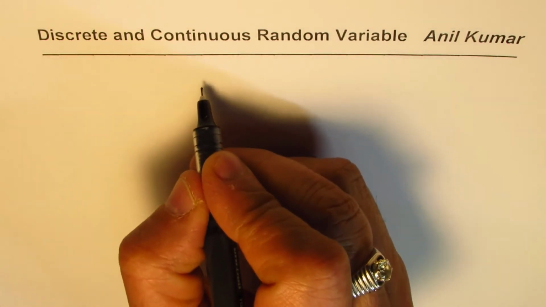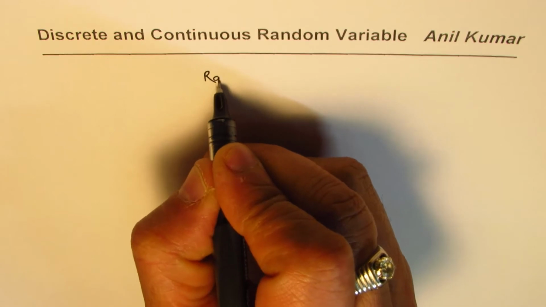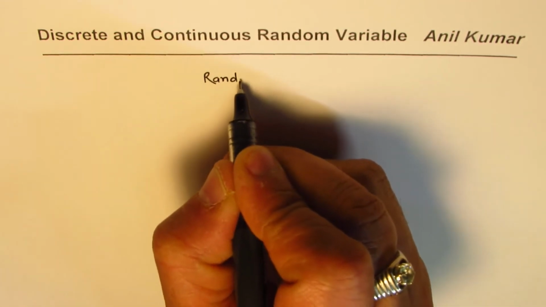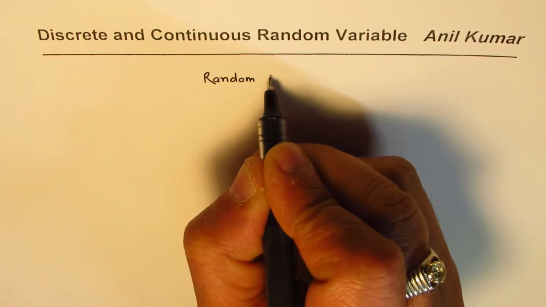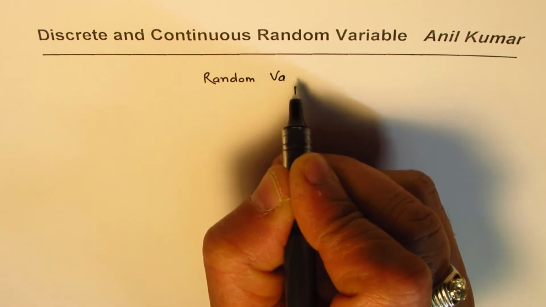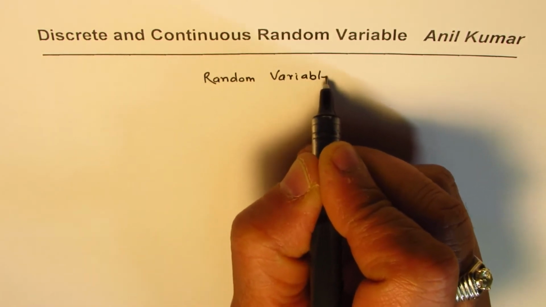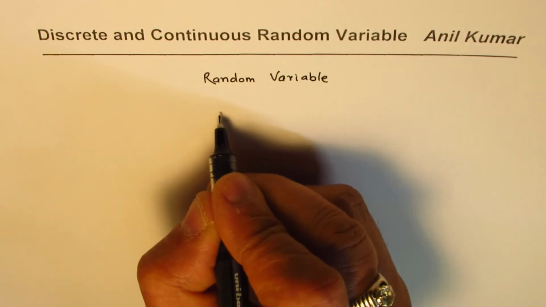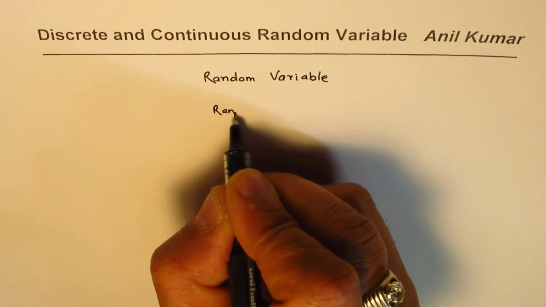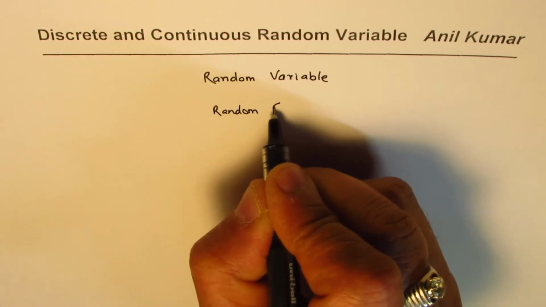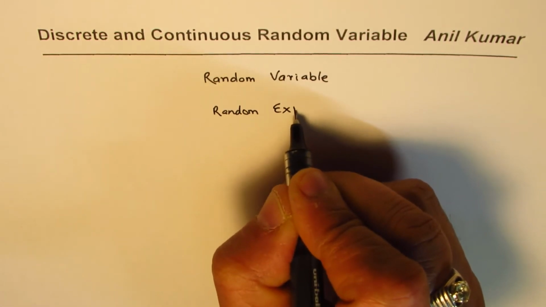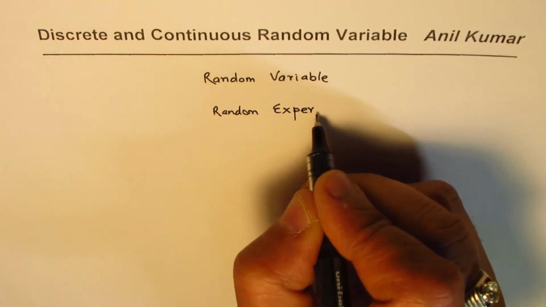We have explained random variables at length in different videos, and here is how we can summarize it. What are random variables? These are the variables which are defined from the outcome of random experiments. So these variables are associated with, or related to, random experiments.